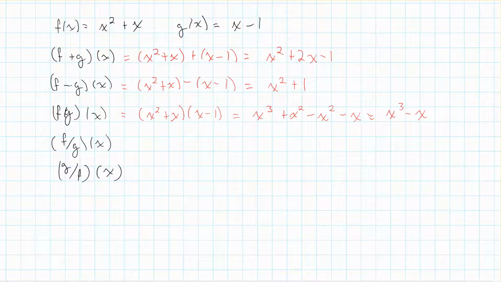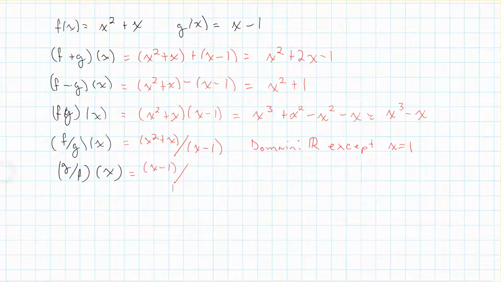Now f divided by g, well, there's really not a lot we're going to be able to do with this. This would just be x squared plus x divided by x minus 1. But the one thing when you divide, you should always restate what your domain is here, and the domain is all of R except, well, my denominator now, I can't be 1. And then if we do the same thing here with g divided by f, this would be x minus 1 divided by x squared plus x.